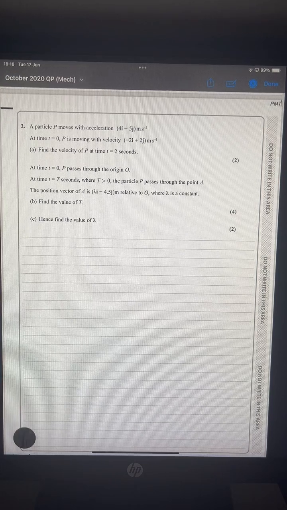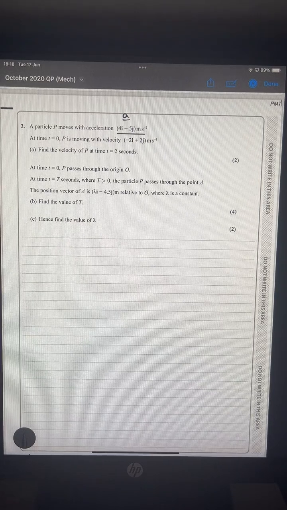So I'm going to start reading this. What subject? This is mechanics, A-level maths. A particle P moves with acceleration 4i minus 5j meters per second squared exactly. It is constant. Don't worry, the reason it's constant is because there is no t letter here.